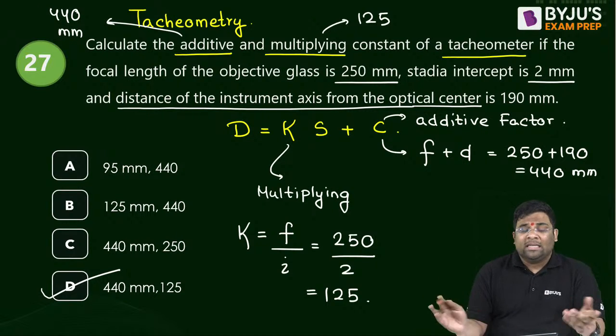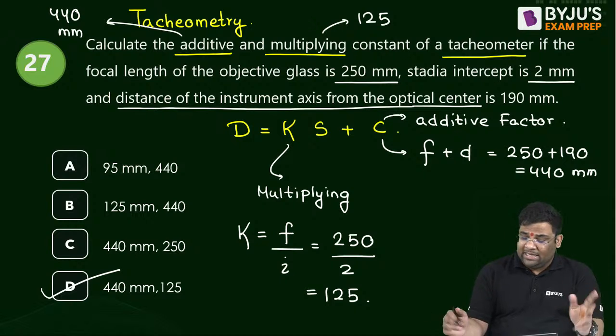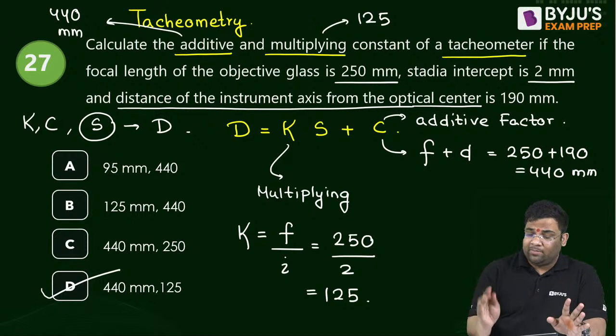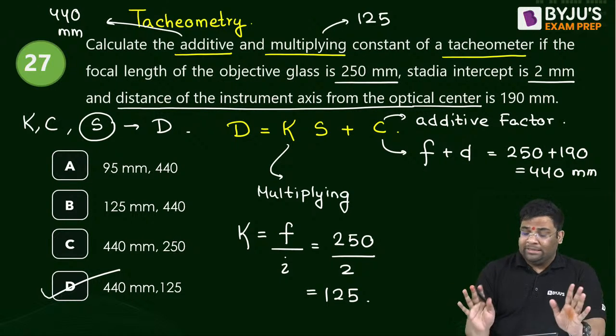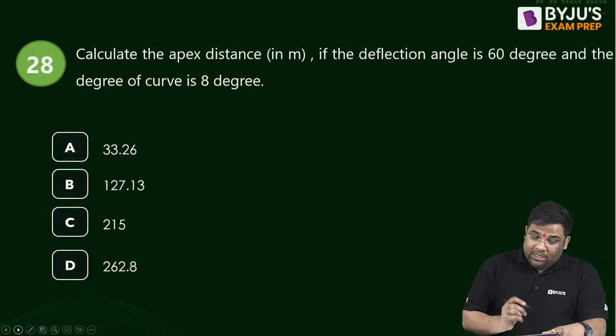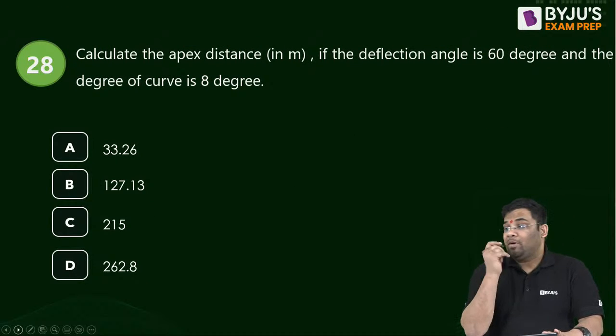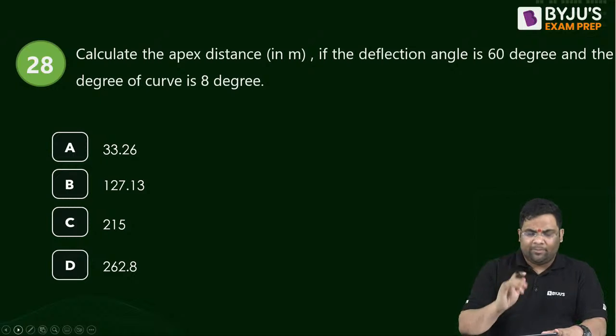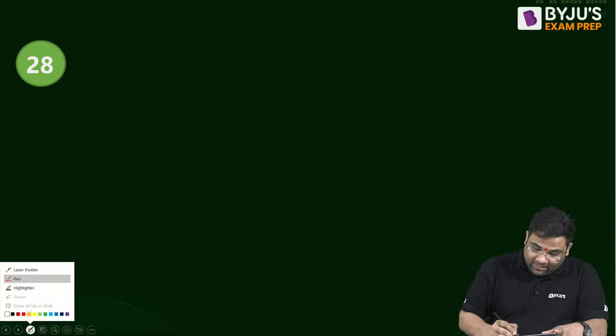Now suppose they give K, C and this S, you can easily answer the D. So this is a simple question from tacheometry. You should know this formula. Okay, 28. Some questions from curves. I'll explain what the apex distance is and then we will come back to this. Let us see something from curves.